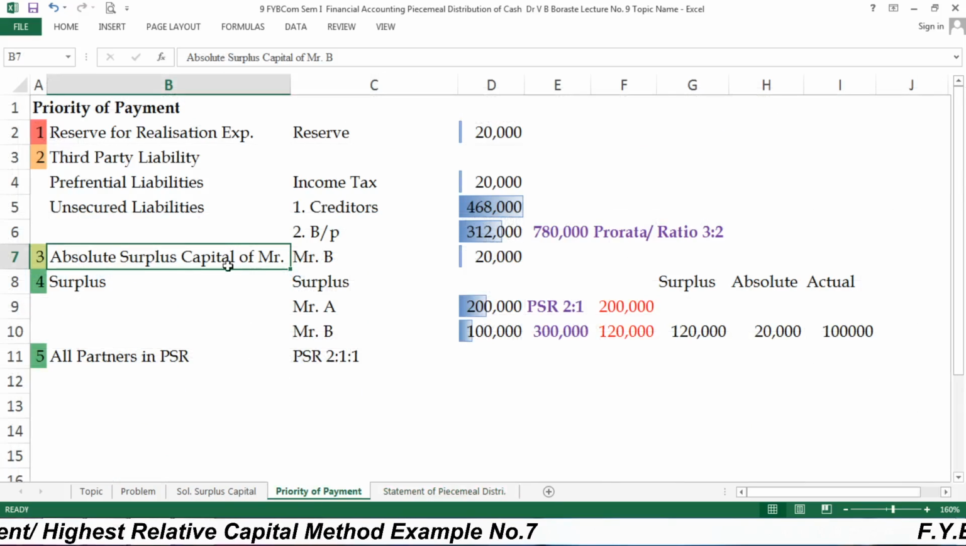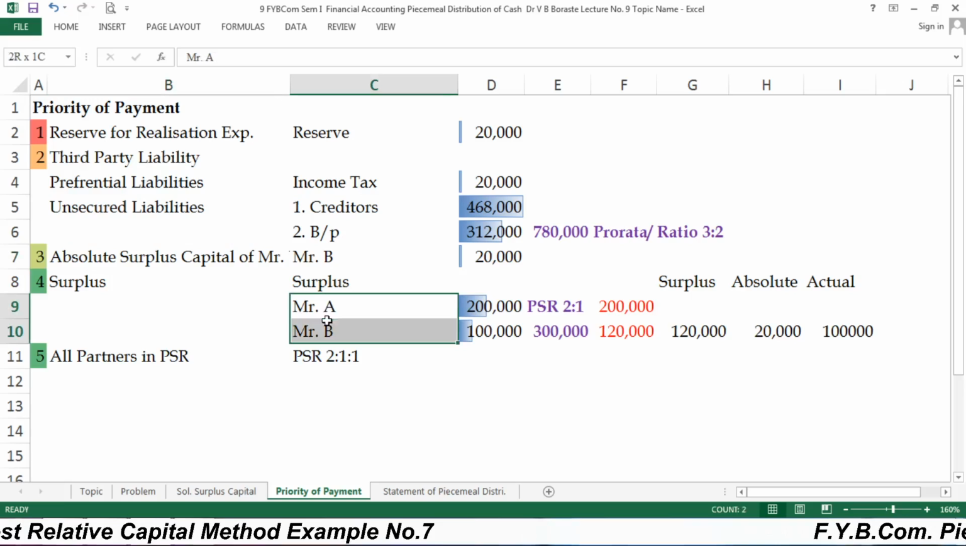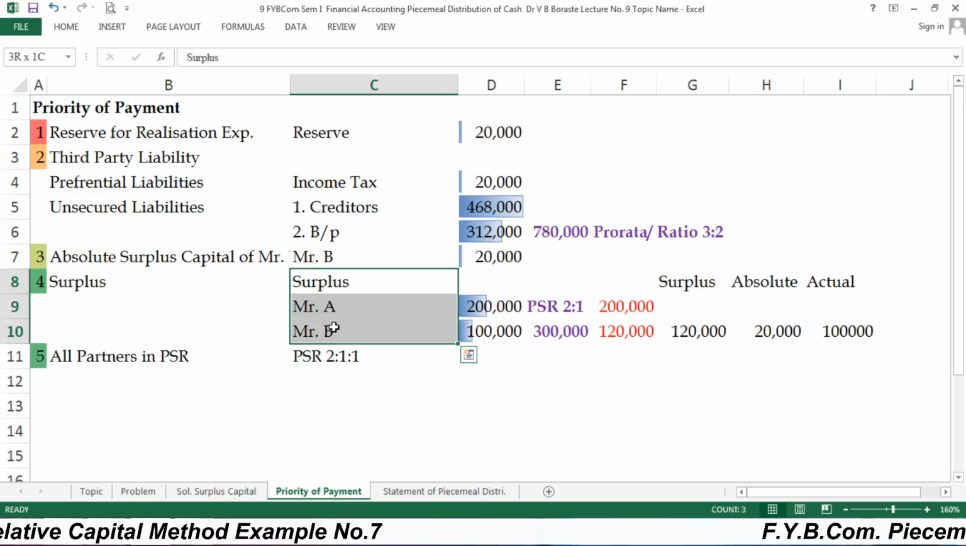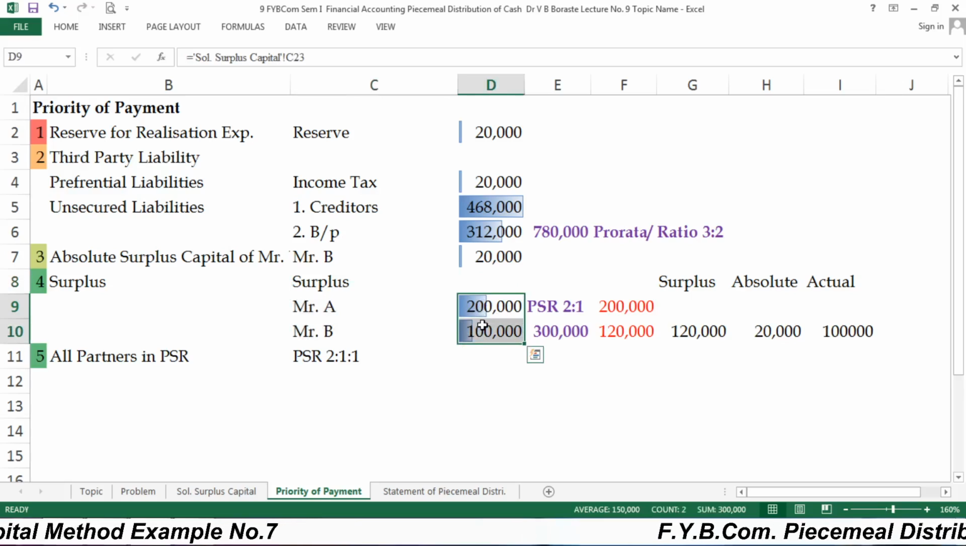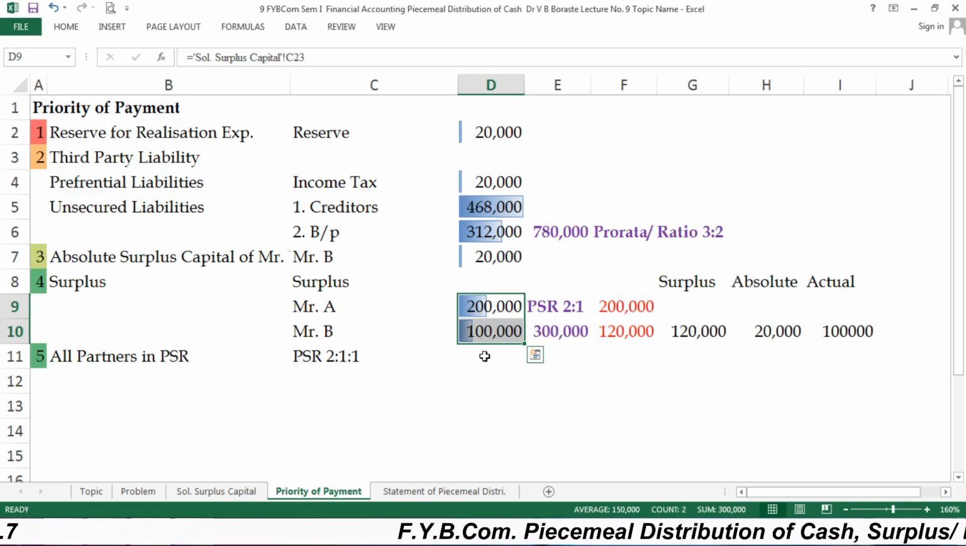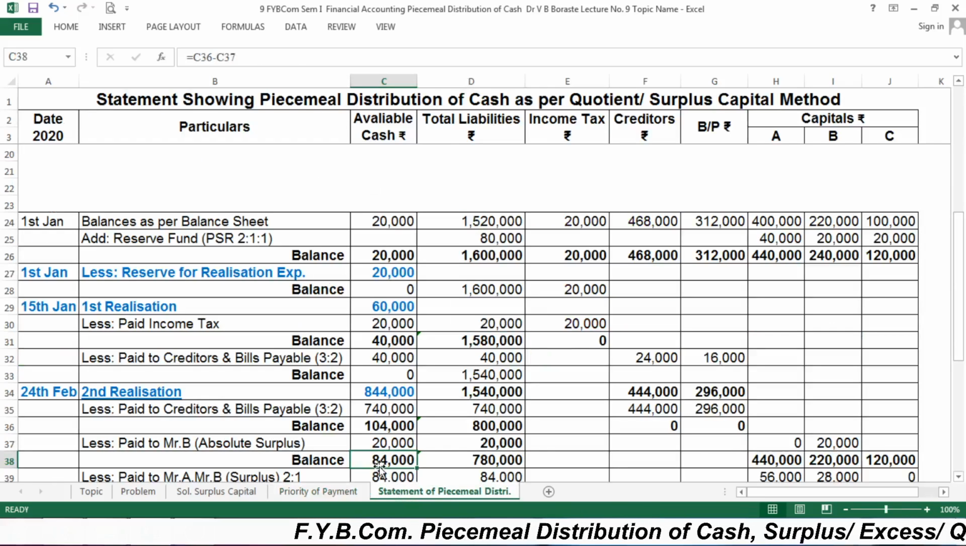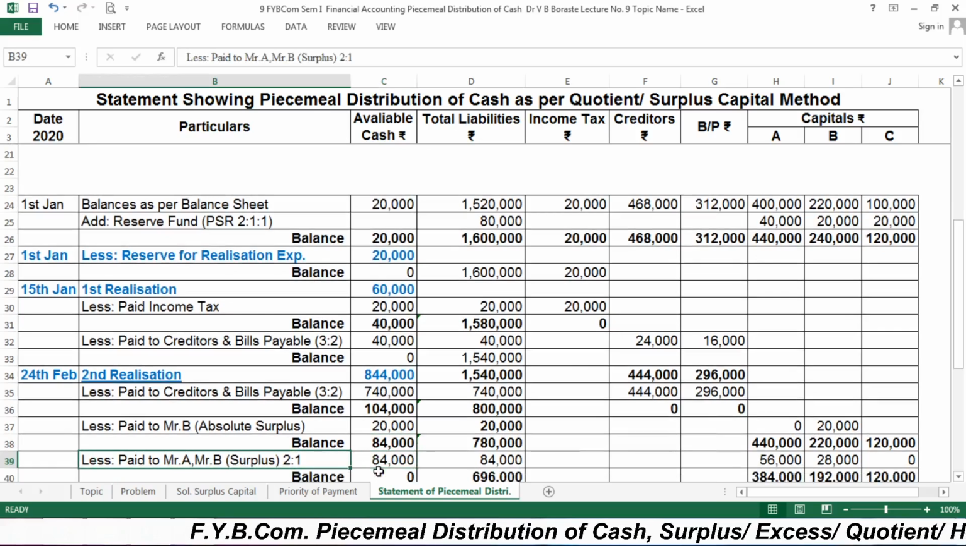After the payment of absolute surplus capital, we can pay surplus capital of Mr. A and B. So here you can see the surplus of A and B is 2 lakh plus 1 lakh, that is 3 lakh. Actual surplus of Mr. B is 1,20,000, but out of that he has already received 20,000. So here he will receive only 1 lakh. So his amount will be 1 lakh and 2 lakh for Mr. A. So here we don't have 3 lakh. That means we have to distribute the amount in the ratio of 2 is to 1.